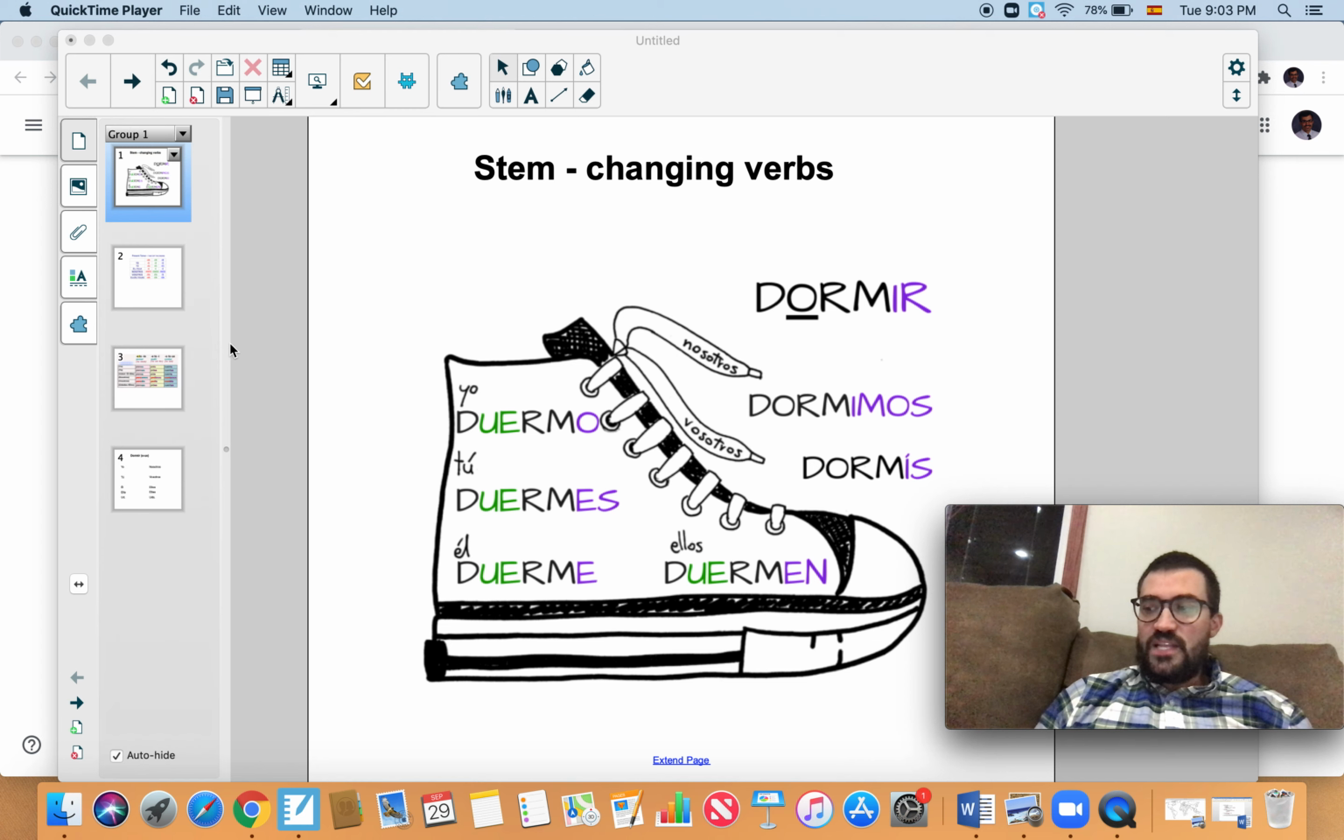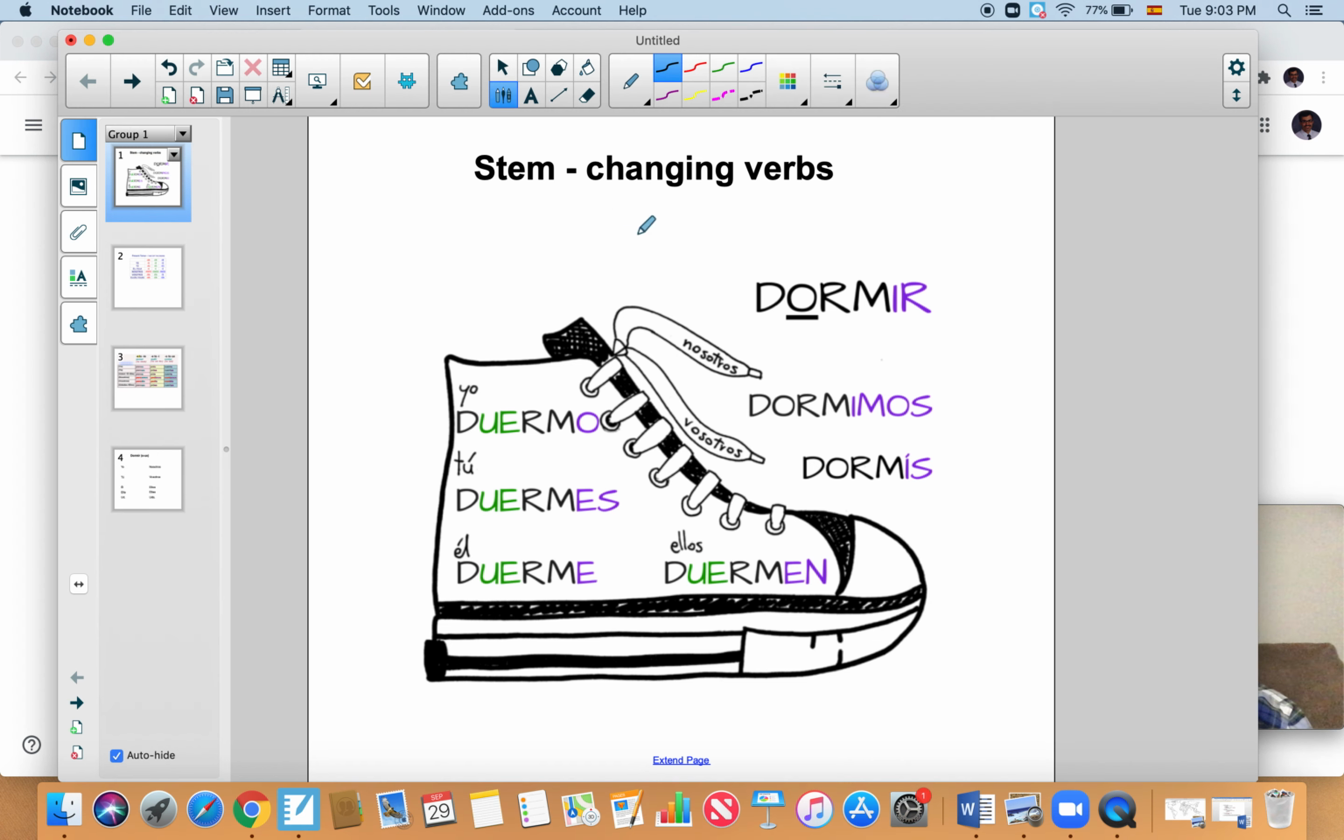Compañeros, we do have a lot of verbs to talk about today on the front and the back of this pink sheet, right? But I like to start with the example of dormir because it is a verb that we are familiar with since Spanish 1. The verb dormir is a stem changer where the letter O changes to a UE. I'll do it in green here.